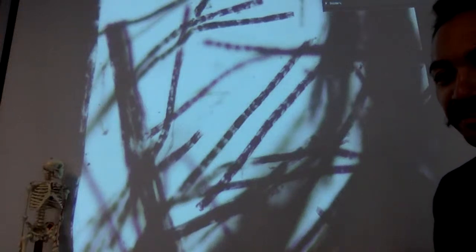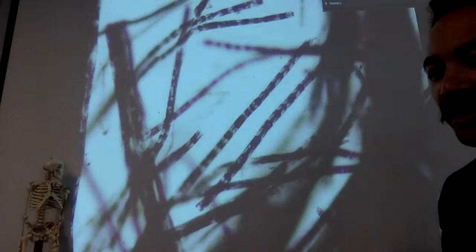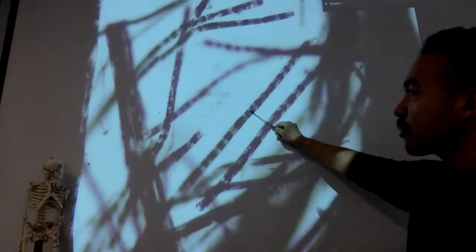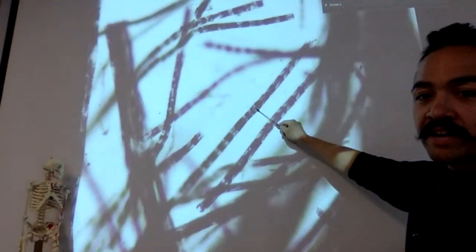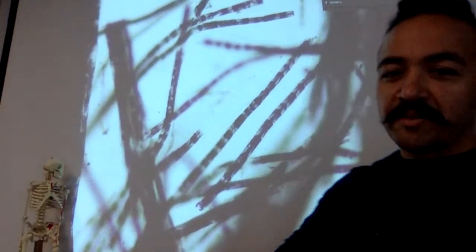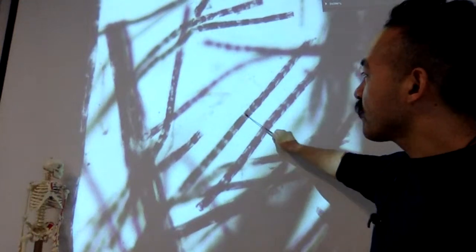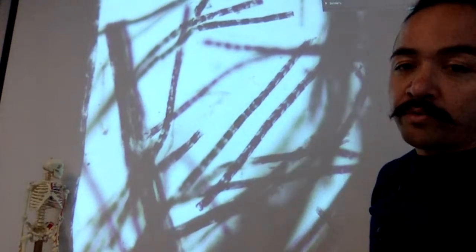If you answered node of Ranvier, then you're right. In these gaps, these are the nodes of Ranvier. Those gaps, let me spell it out again. Nodes of Ranvier. That's what these gaps are called.